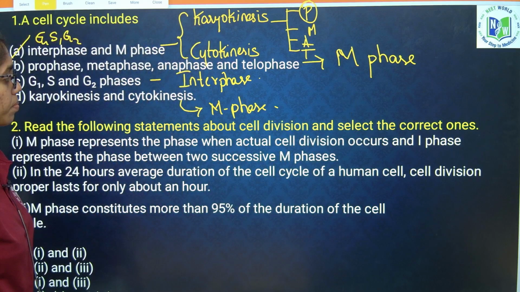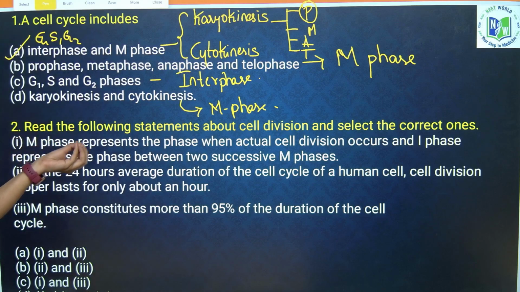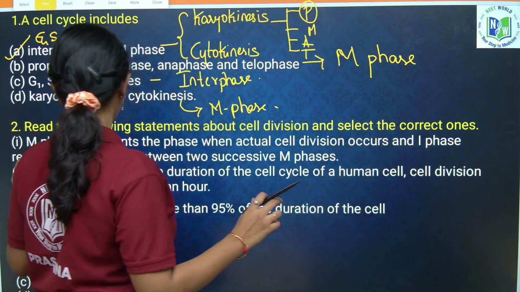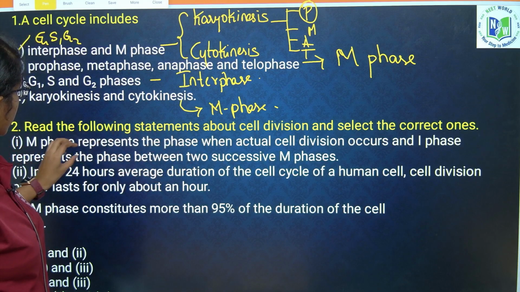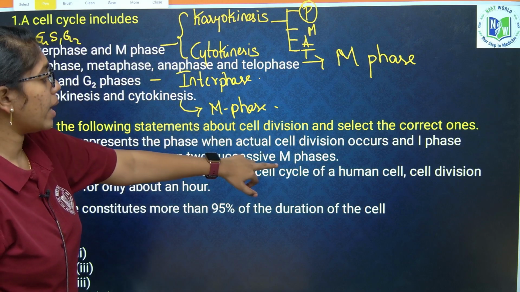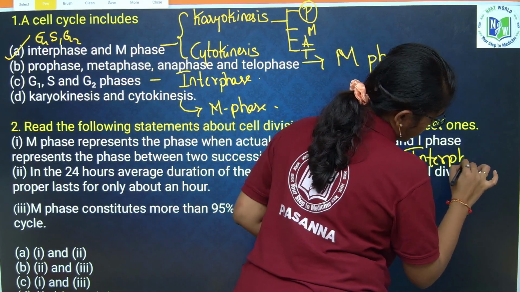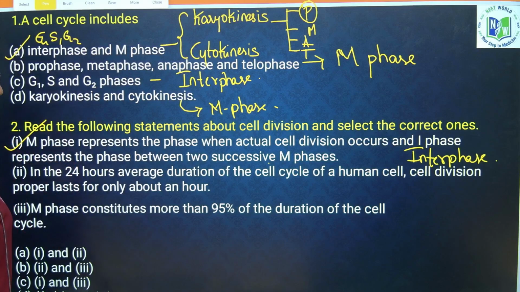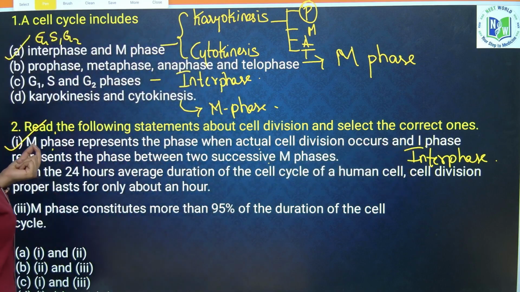Next, read the following statements about cell division and select the correct ones. M phase represents the phase when actual cell division occurs, and interphase represents the phase between two successive M phases. Statement one is true: in M phase actual cell division occurs, and interphase is the phase between two successive M phases.